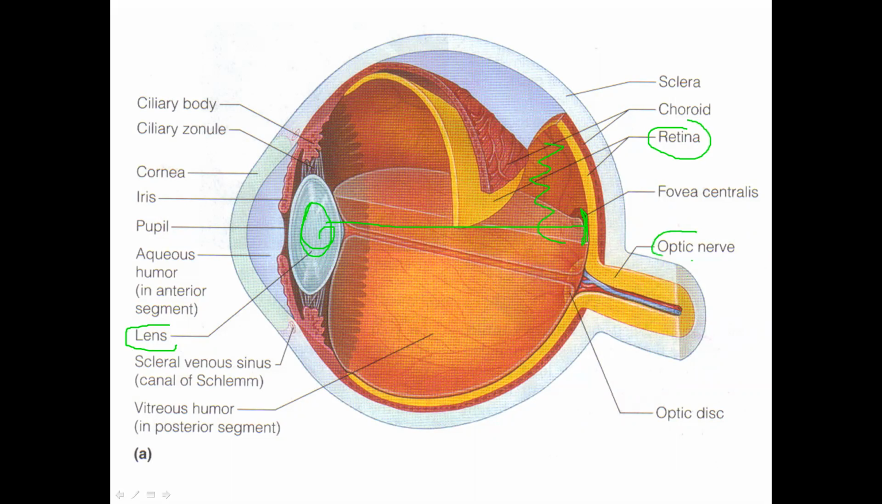There's your optic nerve. This is an important nerve structure. It's what allows us to see. Eventually, this wire, this nerve, goes all the way back to the occipital lobe.